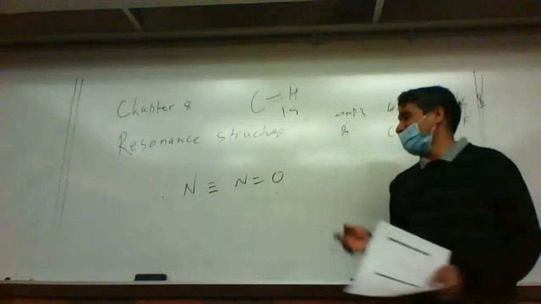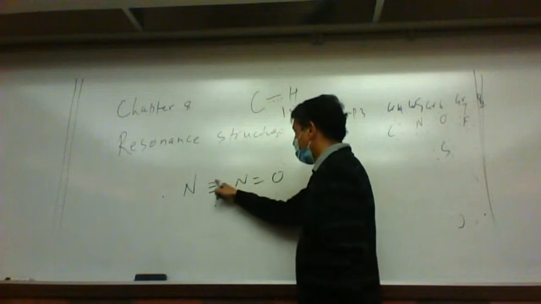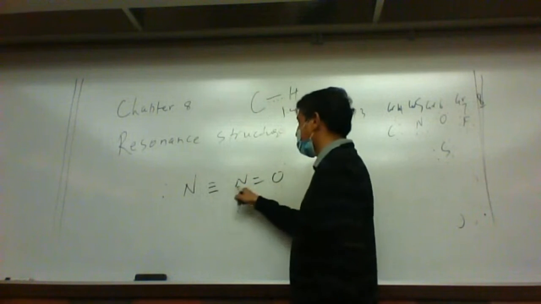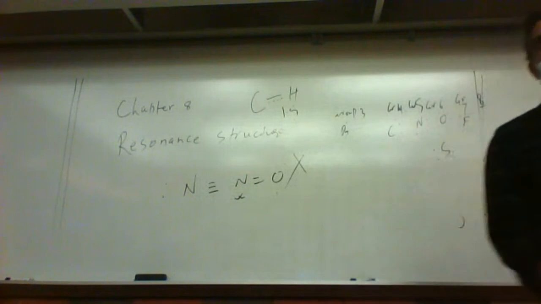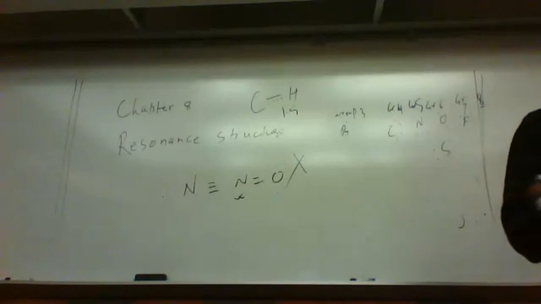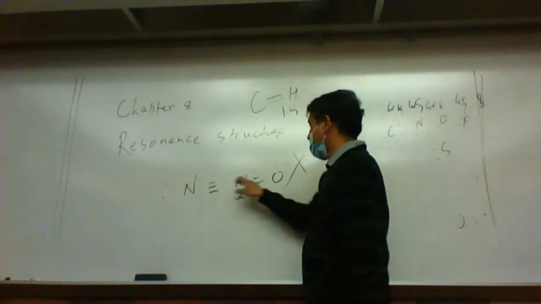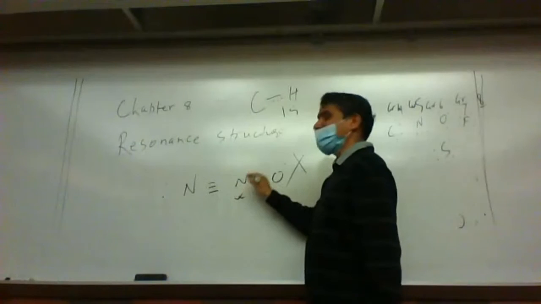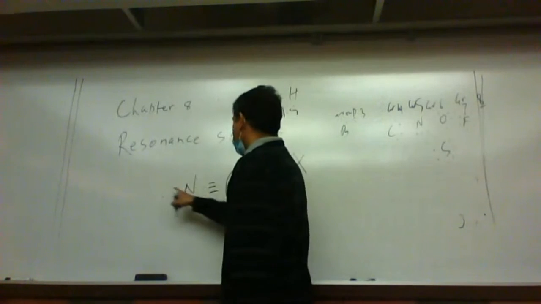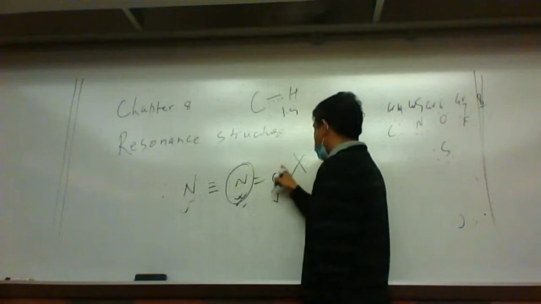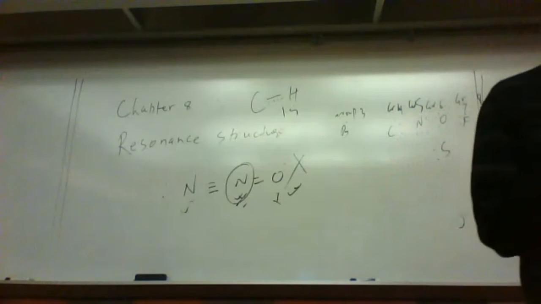So why is it not the right Lewis structure? 1, 2, 3, 4, 5, 6, 7, 8, 9, 10. Around this nitrogen there are 10 electrons. This is clearly wrong. Nitrogen cannot have 10 electrons in its outermost shell. Make sense? Easy, right? Around this nitrogen: 2, 4, 6, 8, 10 electrons. But here, 2, 4, 6, 8, this is good. Around nitrogen there are 10, so that cannot be possible.